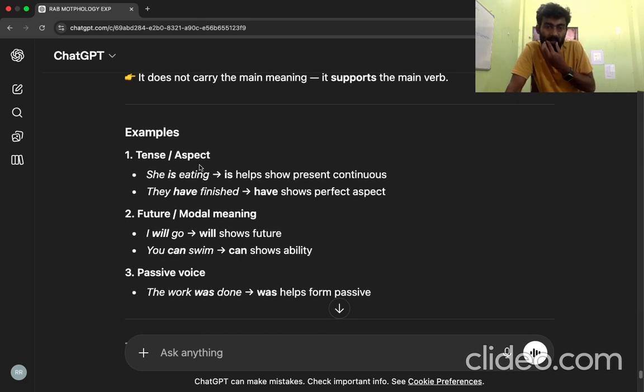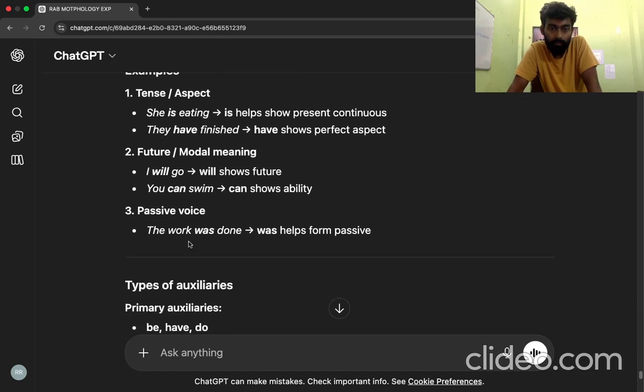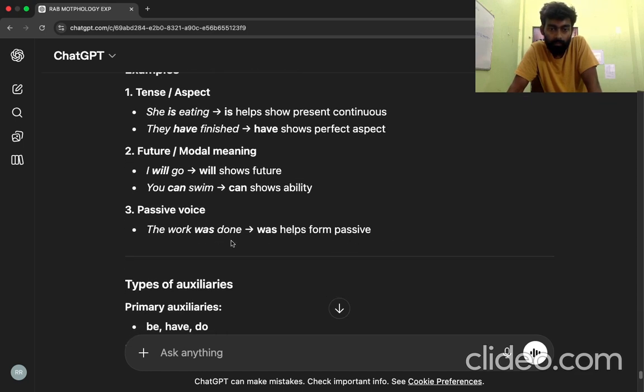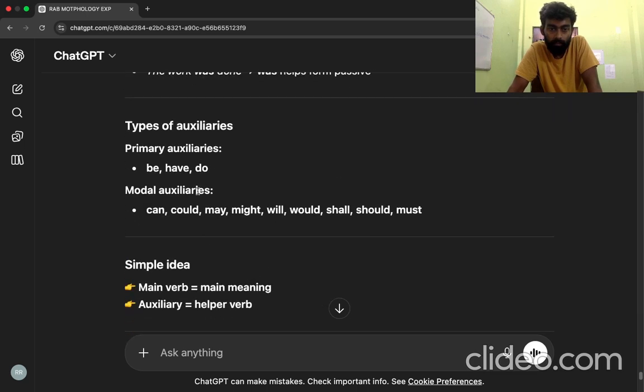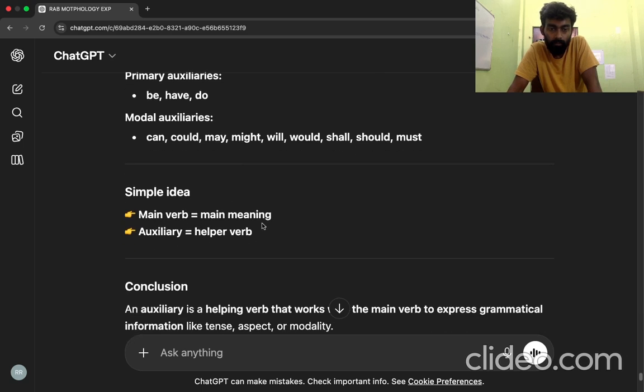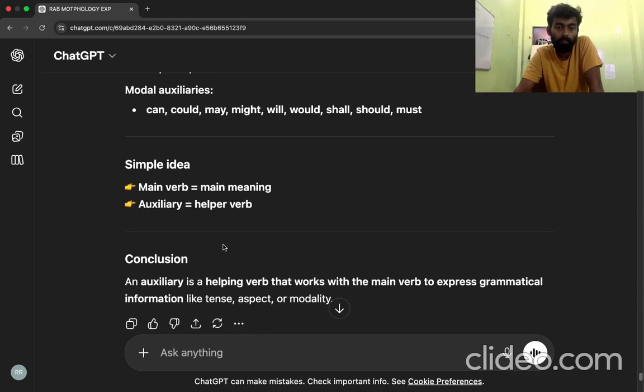Examples. One, tense and aspect: she's eating, is helps show present continuous. They have finished, have shows perfect aspect. Two, future or modal meaning: I will go, will shows future. You can swim, can shows ability. Three, passive voice: the work was done, was helps form the passive. Types of auxiliaries: primary auxiliaries are be, have, do. Modal auxiliaries are can, could, may, might, will, would, shall, should, must. Simple idea: main verb equals main meaning; auxiliary equals helper verb.